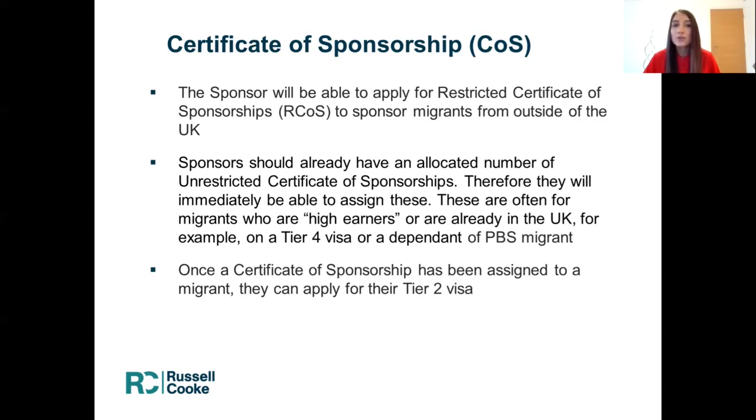They are often for migrants who are already in the UK, such as a Tier 4 student migrant who would like to switch over to a Tier 2 visa, or a dependent of a points-based system migrant, or even someone who is a high earner. So once a certificate of sponsorship has been assigned to a particular migrant, then they can go ahead and apply for their Tier 2 visa.